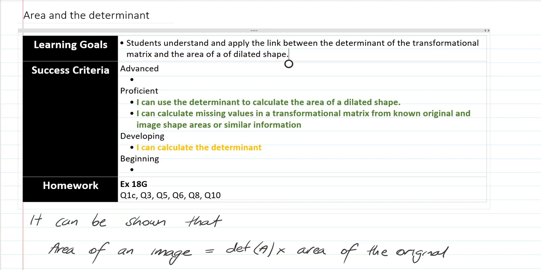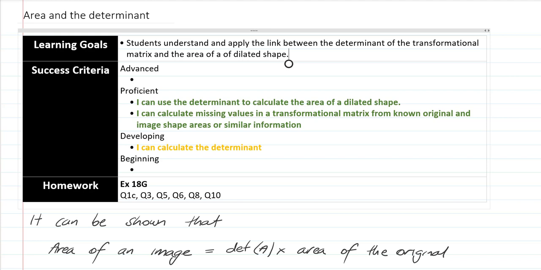This is our final video for this series on Topic 3, matrices. We're going to look at the area and the determinant of shapes and their transformational matrix. There's a nice little connection here. Now what I'm not going to do is go into the proof behind this. You're welcome to explore this a bit further, but you don't really need to know the proof.